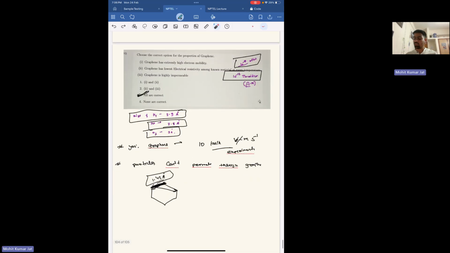In the last one, we showed that graphene has extremely high electron mobility. Graphene has the lowest electrical resistivity, theoretically 10 power minus 16 ohm meter, and graphene is highly impermeable because the bond length is very small. That's why it's highly impermeable, and so all the options are correct.